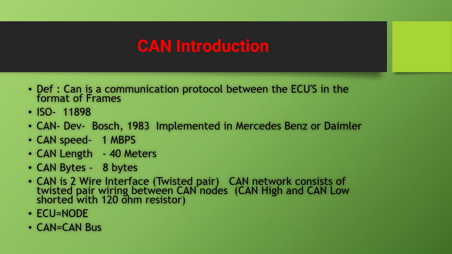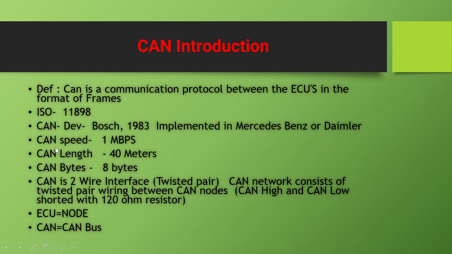Okay, next, here I will give the definition of CAN. CAN is a communication protocol between the ECUs in the form of frames. It transmits in the form of frames. The ISO of CAN is 11898, an ISO certified number. CAN was developed by Bosch in the year 1983. I said 1986, right? So please correct it, 1983. It was first implemented in Mercedes-Benz and Daimler.